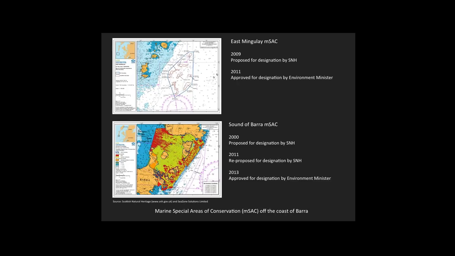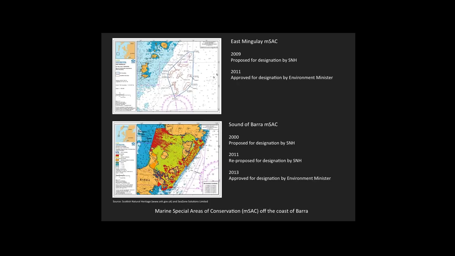It wasn't deproposed or unproposed. It was kind of in this limbo state until further science was carried out in relation to the Sound of Barra and the species and features which would be proposed for protection under a marine special area of conservation. In the meantime, in 2009, Scottish Natural Heritage proposed a different site off the coast of Mingalay, the island which I mentioned earlier, the uninhabited island, for the protection of cold water coral reefs, which incidentally had been identified by SAMS scientists, I think it was the year beforehand. It was the only known UK inshore example of the reef complex Lophelia pertusa.